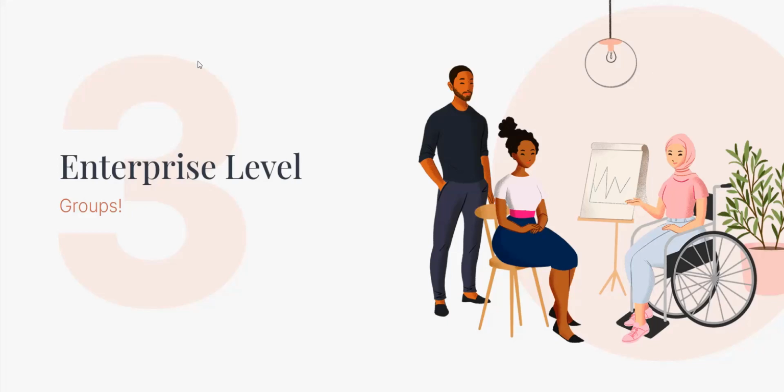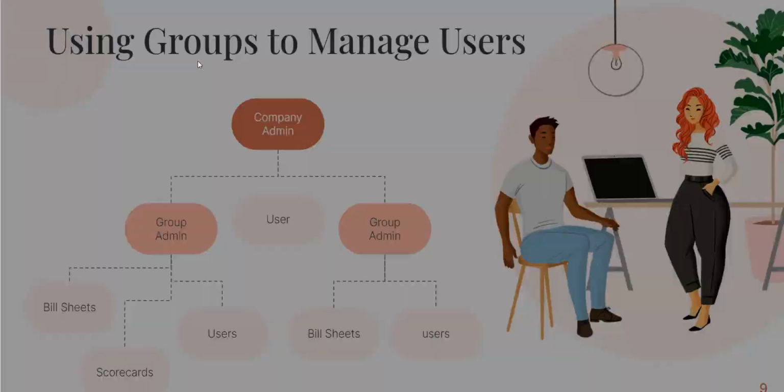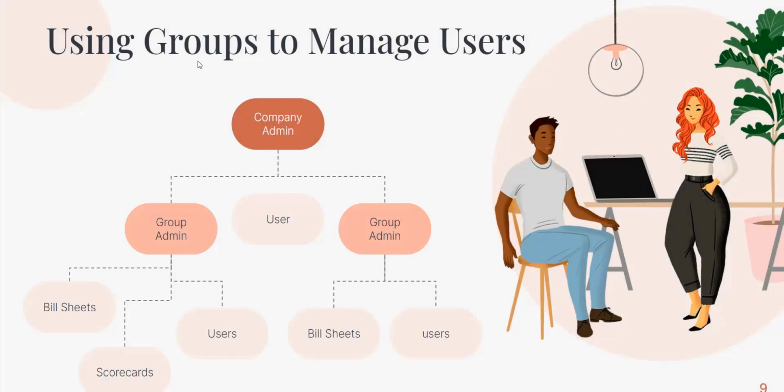So groups is going to give you the ability to manage these things conveniently. Basically, the company admin is still going to have visibility into everything in the account as it is now. So the company admin can assign permissions and can always see every bill sheet that's been created in the account, which will let them help anyone using the account. So the company admin still is in control of everything.